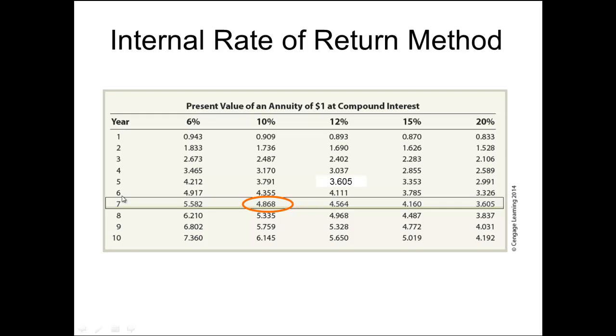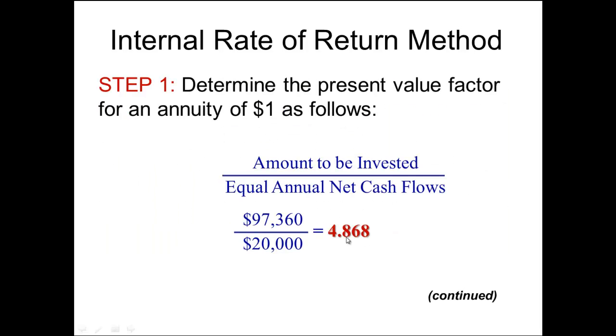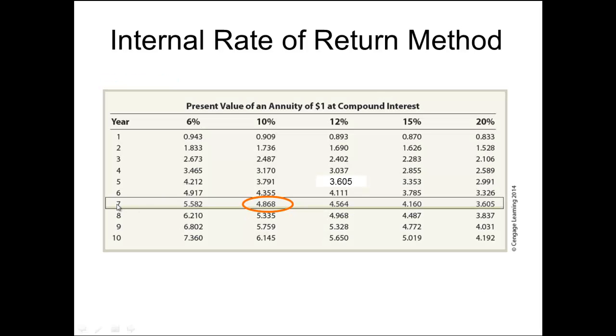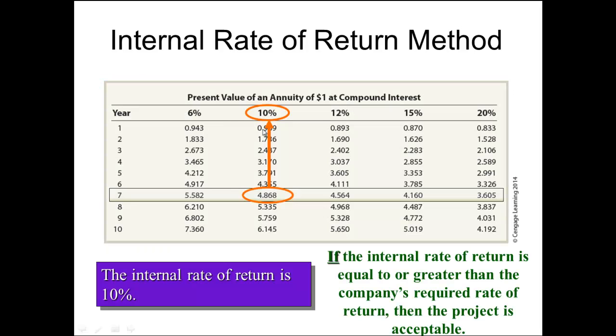So this is pretty easy. We know we're dealing with 7 years. We calculated this 4.868 right here, didn't we? So we say, okay, 7 here, let's come across to 4.868, and we're not sure where we go next. Let's just look straight up, and 10%. The internal rate of return is 10%. So remember, if the internal rate of return is equal to or greater than the company's required rate of return, then the project is going to be acceptable.